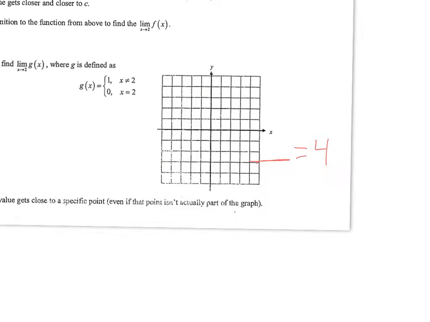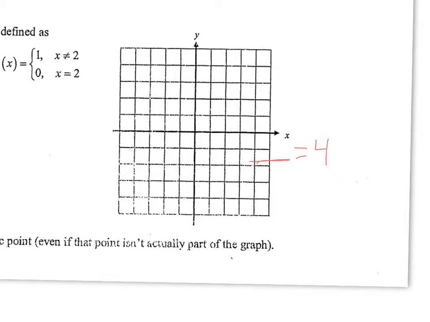But I'm going to try to graph this function here. So it's going to be 1 for most places. Okay, but at 2, it's going to drop down to 0. So at 2, it's right here. But everywhere else, except at 2, it's at a value of 1.